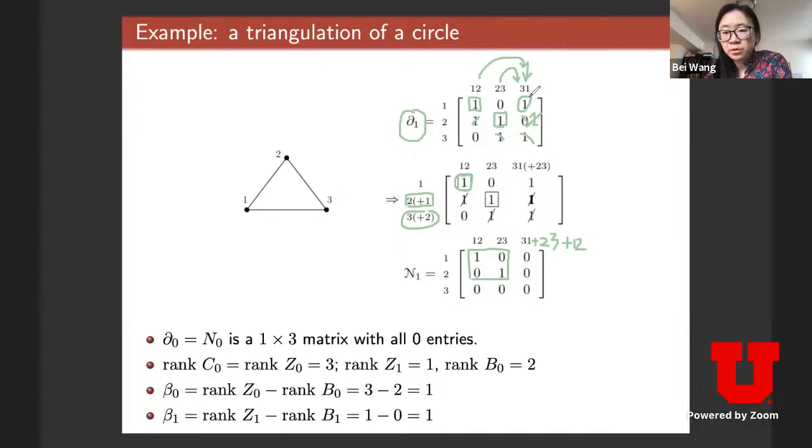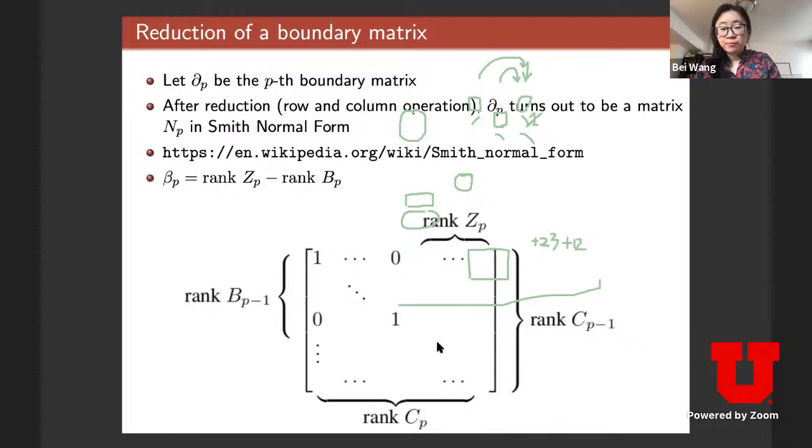So after both row and column operations, I get a matrix like this, okay? And this is in Smith's normal form. Remember in the previous slides I said, once I get into a Smith's normal form, I can read the rank of the groups based on how many empty rows and how many empty columns there are. And that's exactly what we're going to do.